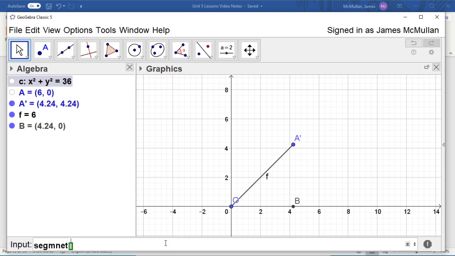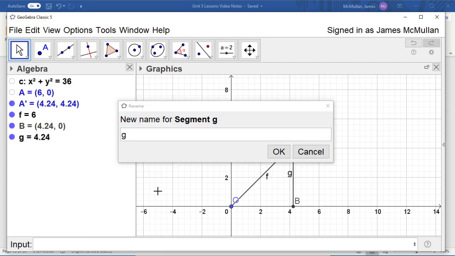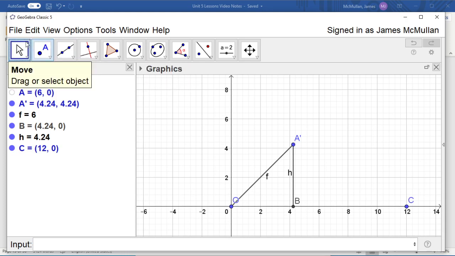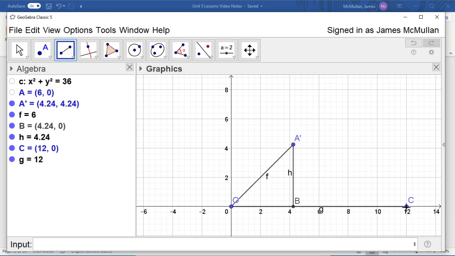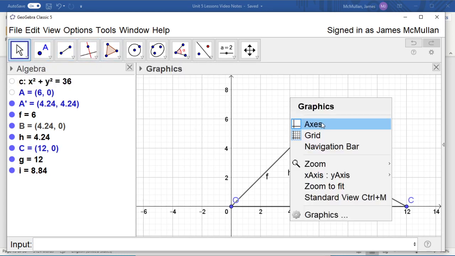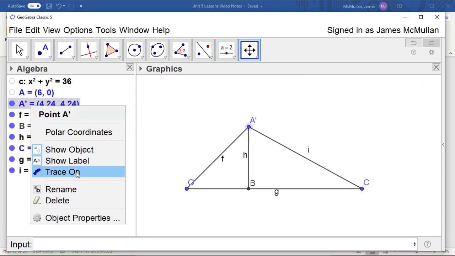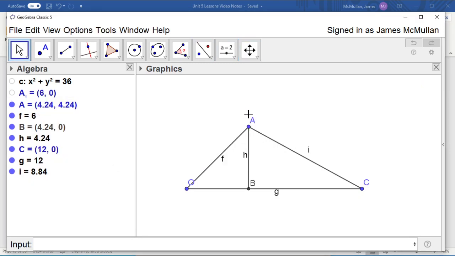So let's go segment A prime B. Let's call that one H, since it seems like a reasonable thing to call that H. And then I need another point somewhere over here, not exactly sure where, that has to join the rest of my triangle together. So this is what we've got. And again, I'm not sure that point C is in the right place, but let's just get everything on a diagram that we can actually see. Okay.